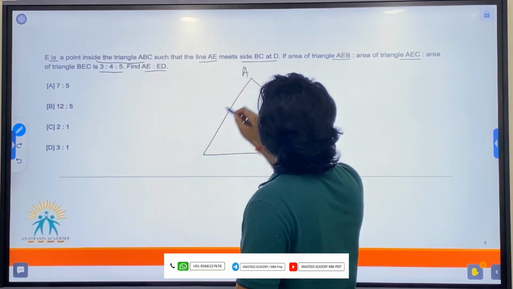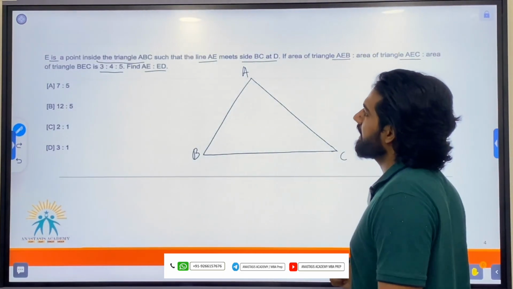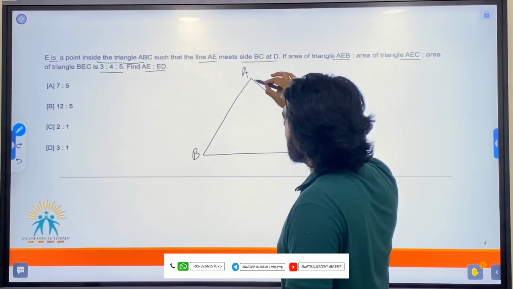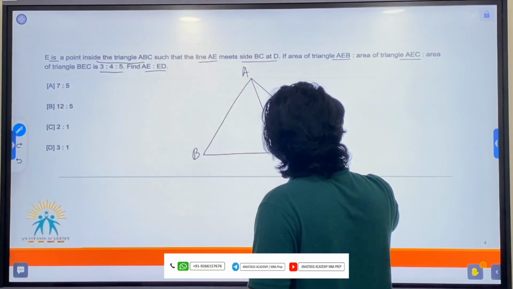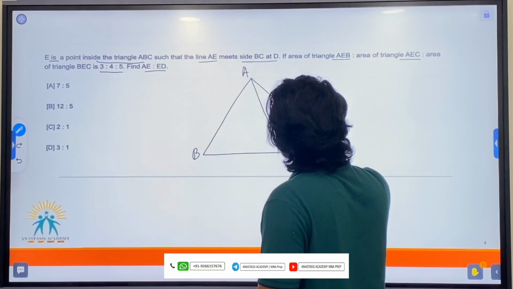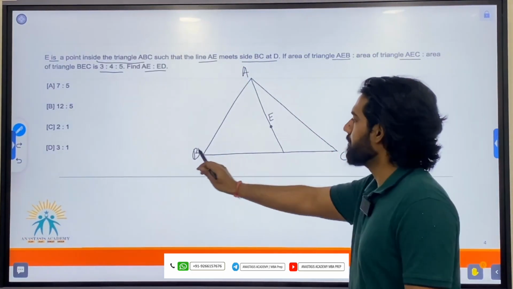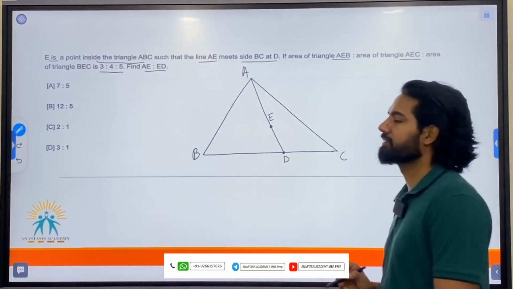So this is triangle A, B and C, and it is given that E is a point inside the triangle ABC such that line AE meets BC at D. I'm assuming this as the point E, and this AE when extended meets BC at D. This is the point D, right?